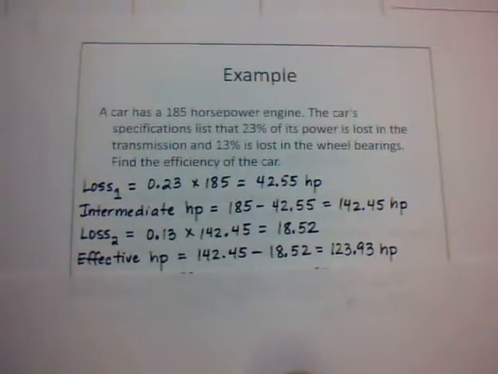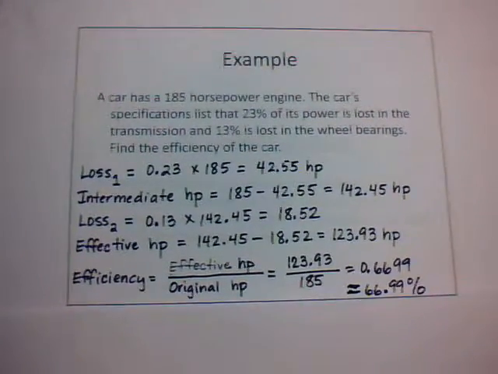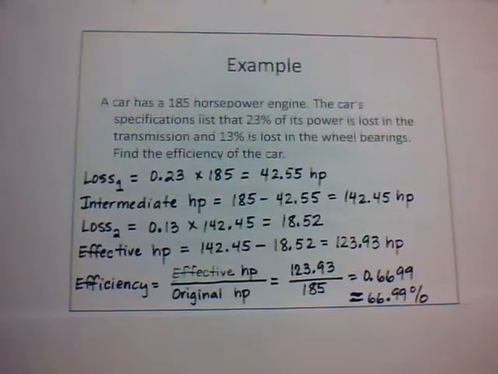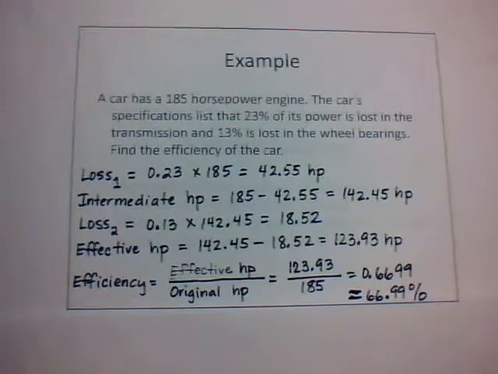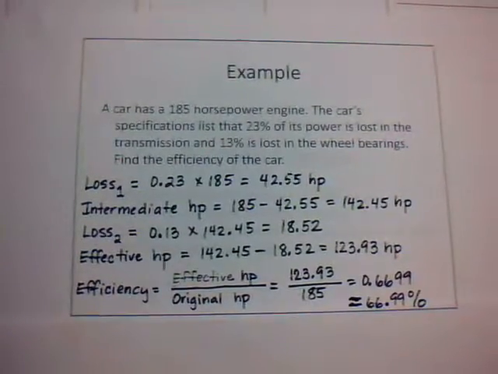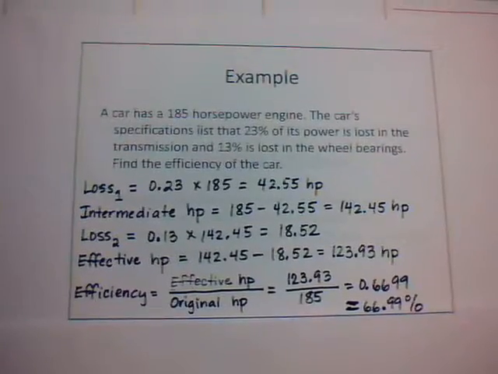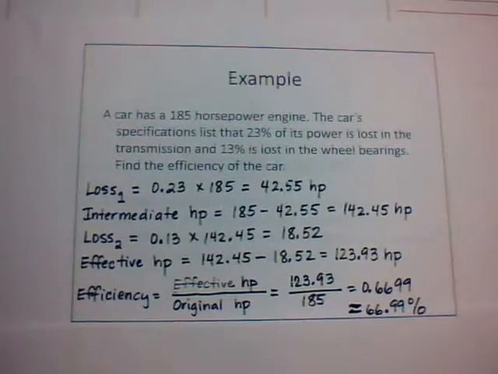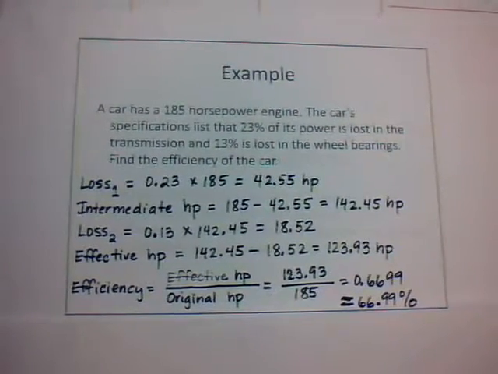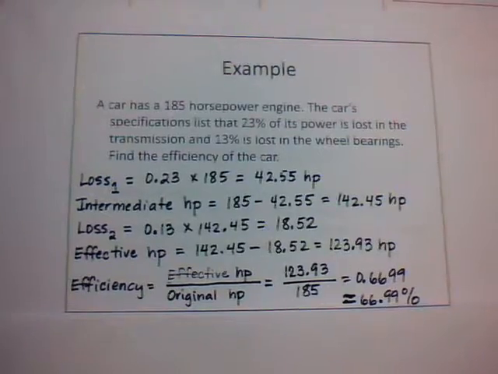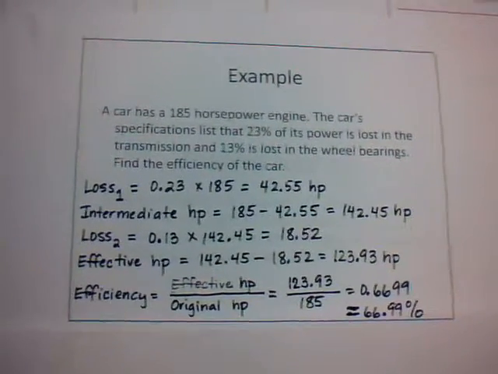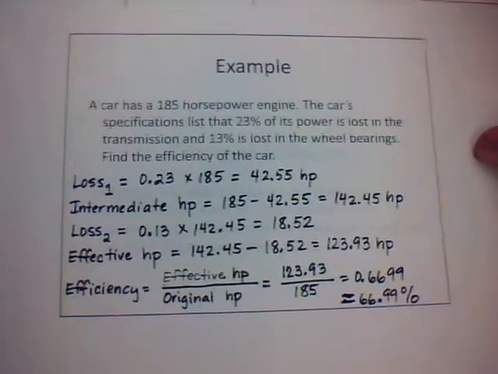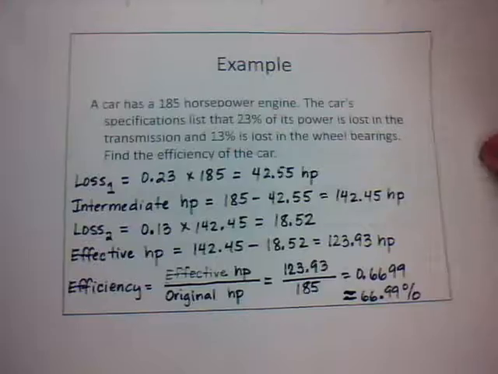Now to find the efficiency of the car, we take the effective horsepower and divide that by the original horsepower. Our effective horsepower, we found that out to be 123.93. We'll divide that by the original horsepower of 185 to get 0.6699. Now, as a percent, we move the decimal point 2 places to the right. It will be 66.99%. So the efficiency of that car is 66.99%.